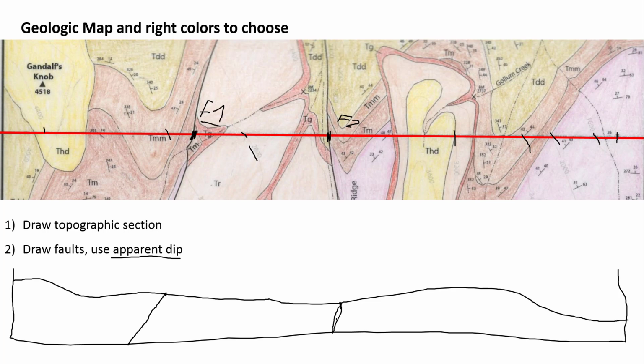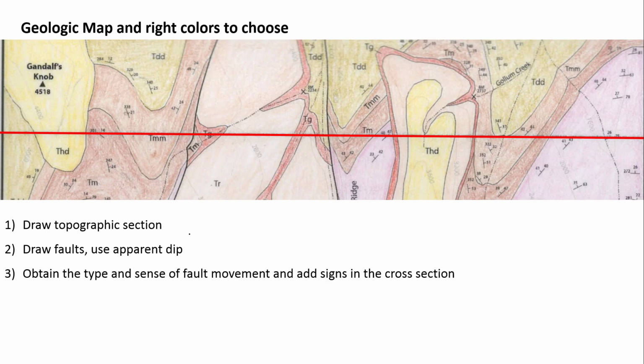75 degrees and 45 degrees. This is step 2 that you should do. All right, so step 3, obtain the type and the sense of the fault movement and add the sign of the movement on the cross section. So I need to know, is this fault a normal fault or reverse fault? So how do you do that?